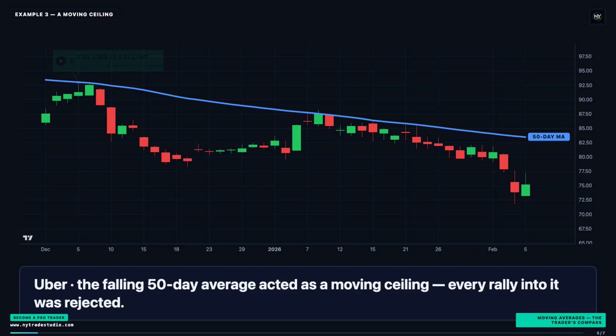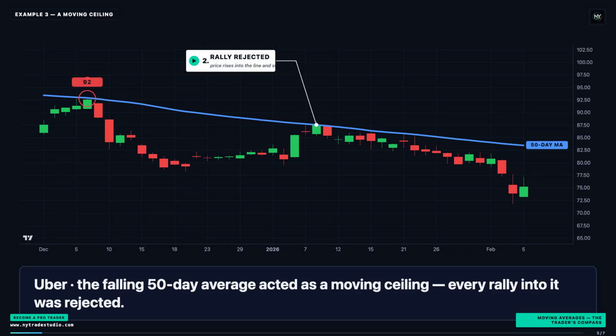Watch each time price tries to rally. In early December, price climbs up to the falling line, around 92, and gets pushed straight back down. It could not get above the average. In a downtrend, the moving average acts as dynamic resistance, a sloping ceiling. Dropping with the trend, that caps every bounce.